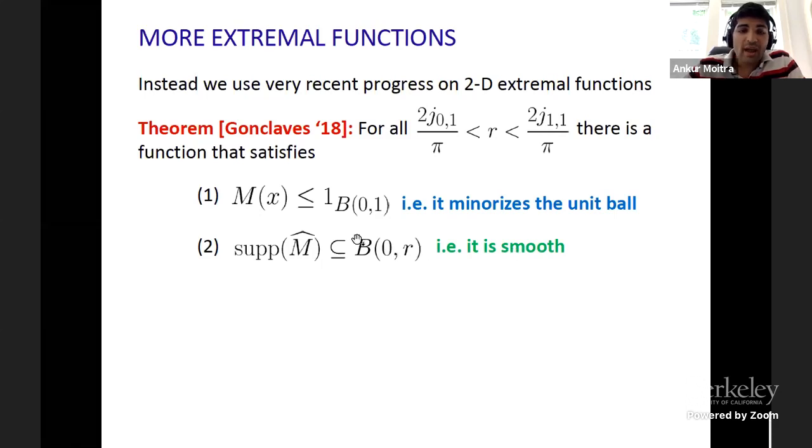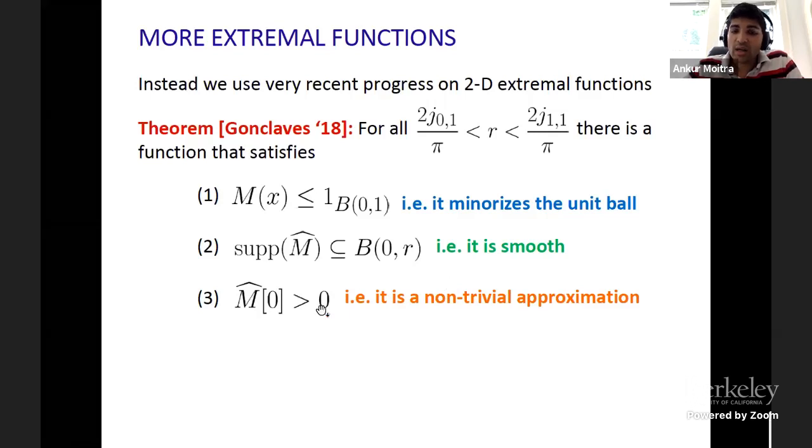Now, we also want m to be a smooth approximation. So we want that when we take the Fourier transform of m, it has bounded support. In fact, we want its support to be contained within a ball of radius r. So you get to choose an r between these 2 constants, which characterizes the smoothness of your function, at least in terms of its Fourier transform. And you want it to minorize the ball, but now you want it to, in some sense, be a non-trivial approximation. So you want m hat of 0 to be strictly positive.